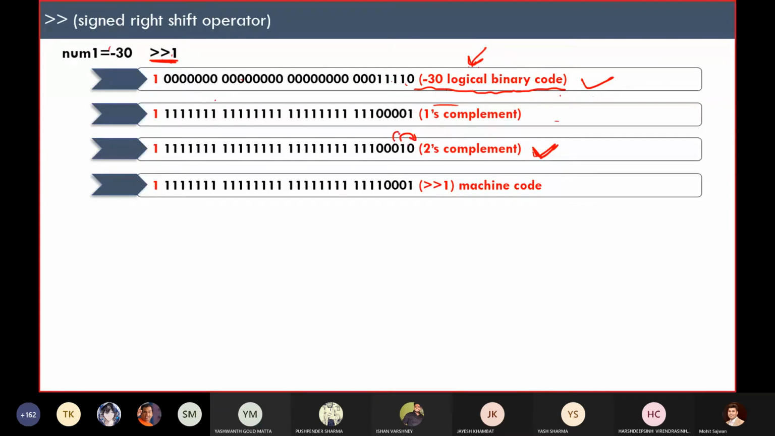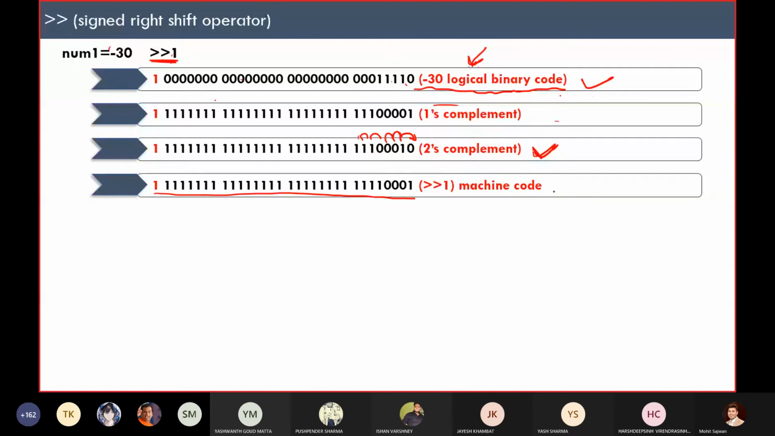This 0 will come here. This 0 will come here. This 0 will come here. This 0 will come here, like that. So all these values will be shifted towards the right position. So this is the number you will get.